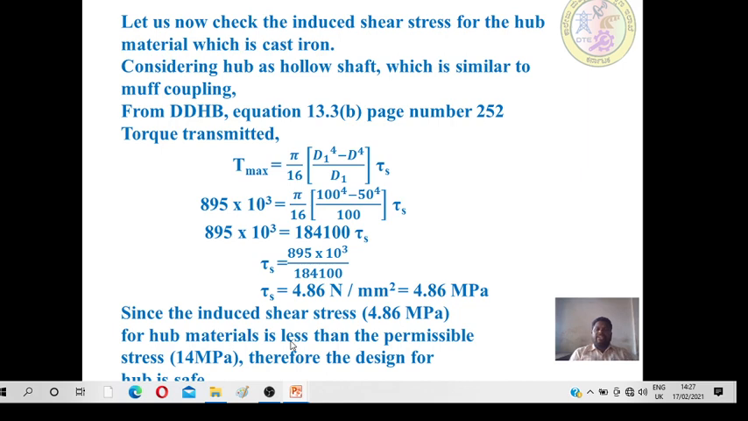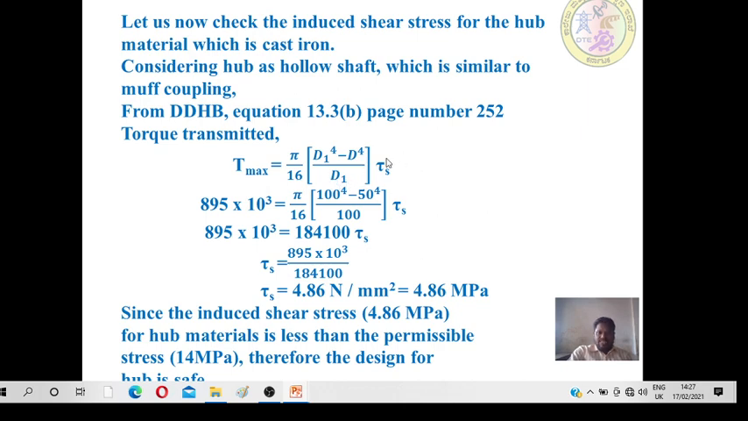Now, I have already told once, if you fix the dimensions of any part, we have to check the induced stresses to verify whether the dimensions we have taken are satisfactory or not. In the same way, here also we are now checking the induced shear stress for the hub material, which is cast iron. Considering hub as hollow shaft, which is similar to the muff coupling, from design data handbook we have this equation: Tmax equal to pi by 16 into (d1 to the power 4 minus d to the power 4) divided by d1 into tau s.